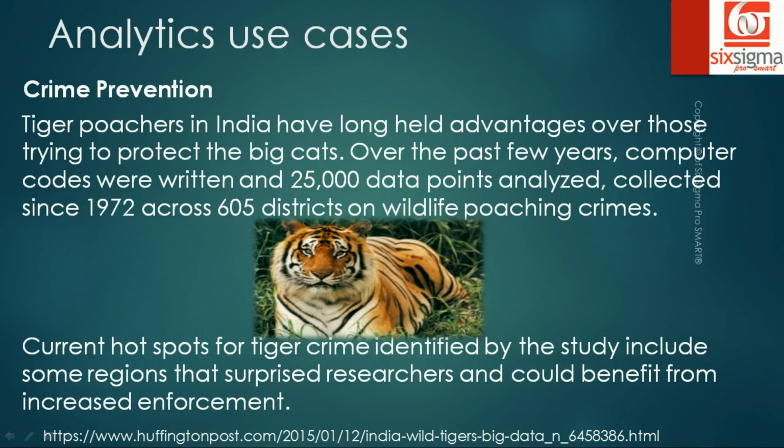Now, this has been happening for years, and these poachers are pretty smart, so they know the jungles really well, at times better than the forest officers themselves, and that's why there is a chase between the two all the time. So, over the past few years, computer codes were written, and about 25,000 data points have been analyzed since 1972 across 605 districts on wildlife poaching crimes. Using this data and applying appropriate techniques, the wildlife savers could narrow down on certain hotspots where the tiger crime was more likely to happen, and this helped them prevent and control tiger poaching.